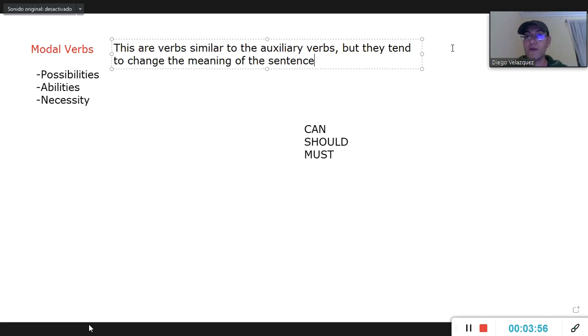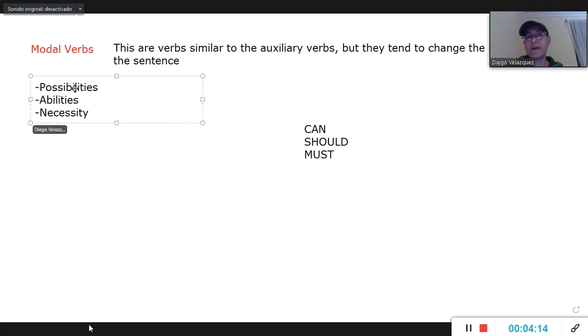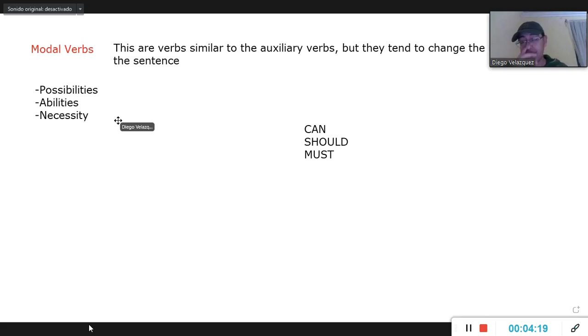participation, William. So in a definition that is as simple as we can, this is what the modal verbs are. And as Daniela also helped us, they give special meanings to the sentence, maybe to speak of possibilities, abilities, necessity, and many other things that we can say, right? For example, guys, do you remember other functions of the modal verbs, apart from possibilities, abilities, and necessity?